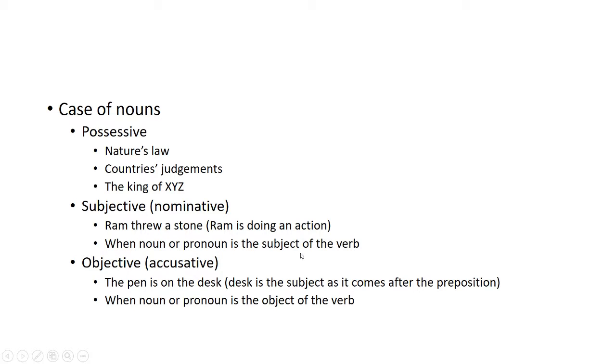When noun or pronoun is the subject of verb. So in this case, noun Ram is the subject of verb, and hence this statement is in subjective case. Objective case or accusative case is when noun or pronoun is the object of the verb. So if I consider the sentence, the pen is on the desk. Desk is the object as it comes after the preposition, and hence action is being done to the object, and hence this is the objective case.